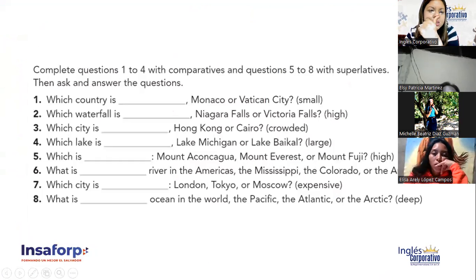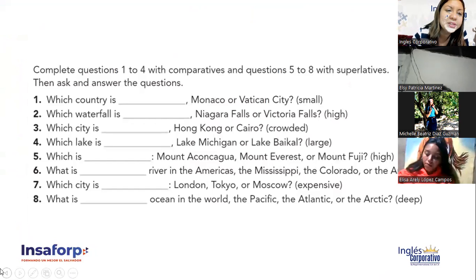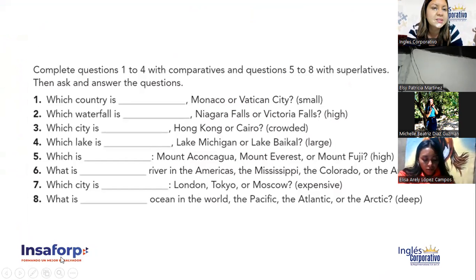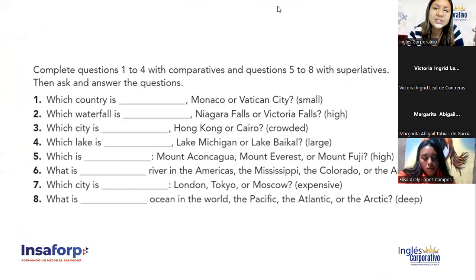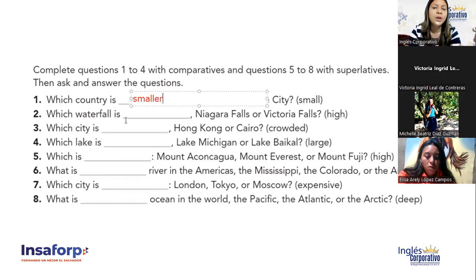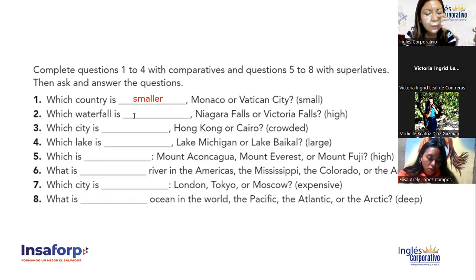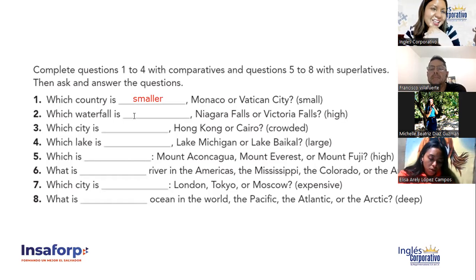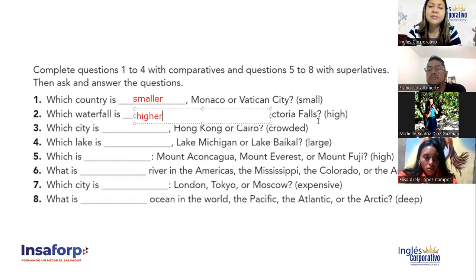We have some questions. You have to complete questions 1 to 4 with comparatives and questions 5 to 8 with superlatives. For example, number one, which country is smaller? Monaco or Vatican City? What is the answer? Vatican City. Yes. Which waterfall is higher? Victoria Falls or Niagara Falls?